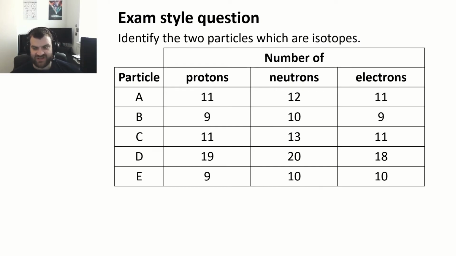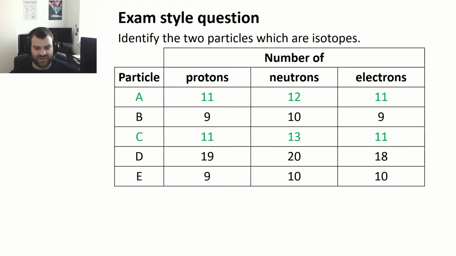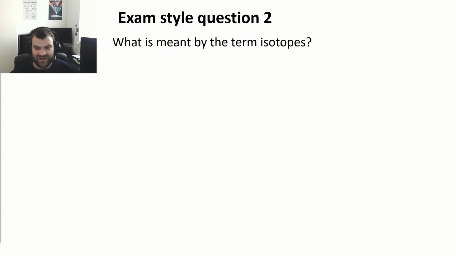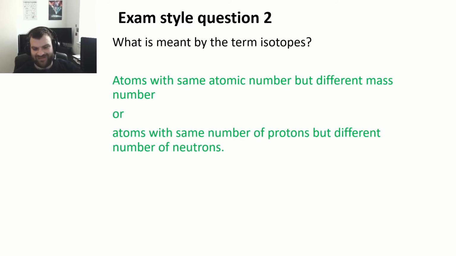Questions they can ask you is they can ask you to identify the particles which are isotopes. We're going to remember our definition as the same atomic number, different mass number. So we're going to look for things which have got the same number of protons, but a different number of neutrons. And that gives us A and C. Another question I might ask is just straight up wanting the definition of isotopes. We can use one of the two definitions that we've talked about. We can define them as being atoms with the same atomic number but different mass number, or we can talk about them having the same number of protons but a different number of neutrons.